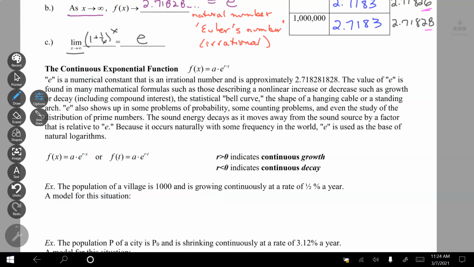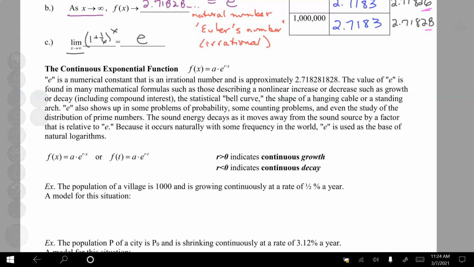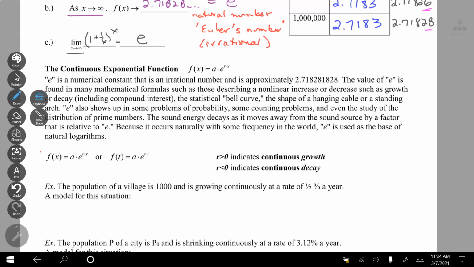In this paragraph, it talks about how e happens all over the place, whether we're doing compounded interest or a bell curve or many different ways. But we're going to use these two formulas. I don't care if you use raised to the rx or raised to the rt, I don't care what you use for your input. But we use this when we hear the word continuous and exponential. If something is continuous, you hear the special word continuous, that's the key. Not regular exponential, continuous exponential.